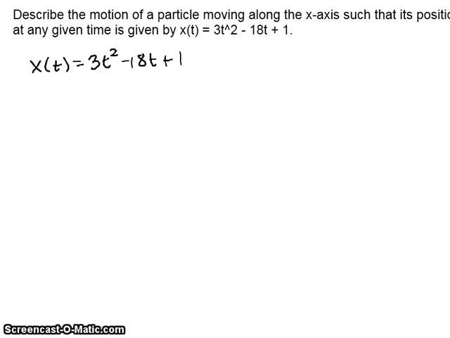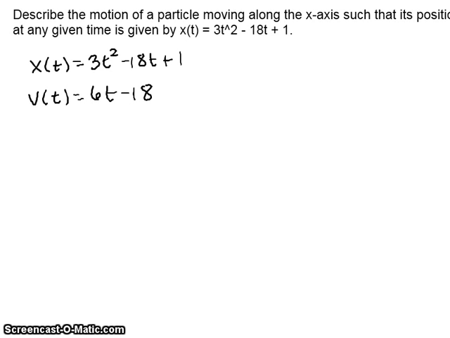So we know the position is 3t squared minus 18t plus 1, and it says describe the motion. How is this thing moving? Motion is not position. Position is our location. Motion is going to be our velocity. So we need the velocity equation, so we're going to take our derivative. And now we need to describe the motion. Are we moving left? Are we moving right? Are we not moving at all?